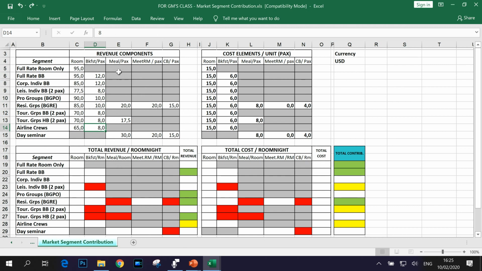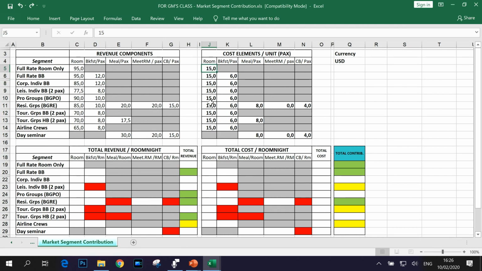Anyway, let's keep going. So we have a revenue contribution per meal, lunch and dinner, $20 for residential package, $17.5 per tour group. Once again, I think it should be the same. A day seminar, $30 US. Meeting room contribution: if we have $20 for meeting room rental, and $15 per pax for coffee break. There's a cost. So you can see the room cost will be all the same. It doesn't matter which market segment.